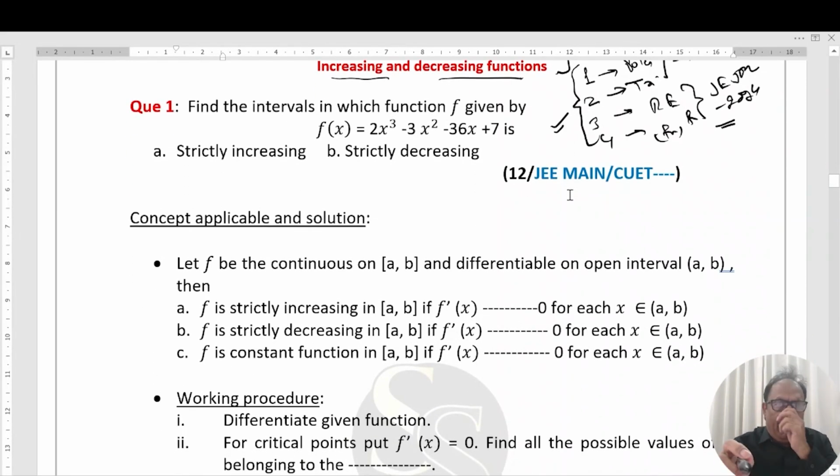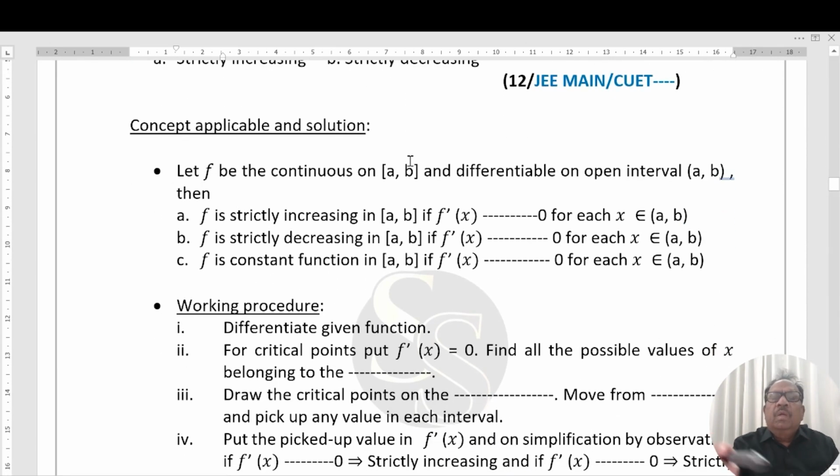Question is, find the intervals in which the function 2x cube minus 3x square minus 36x plus 7 is strictly increasing and decreasing. One theorem is there. Let f be continuous on the closed interval and differentiable on the open interval. Then f is strictly increasing on (a, b) if f dash x is greater than 0, decreasing if less than 0, and constant if equal to 0.